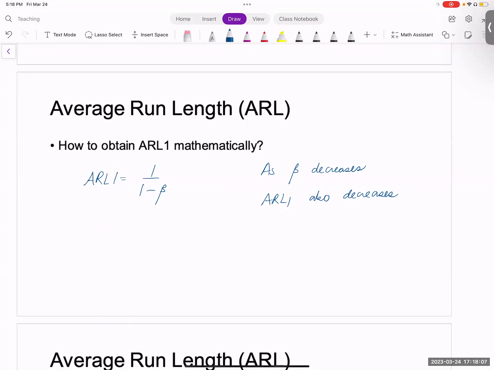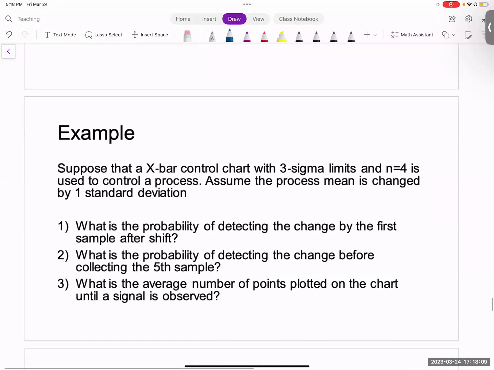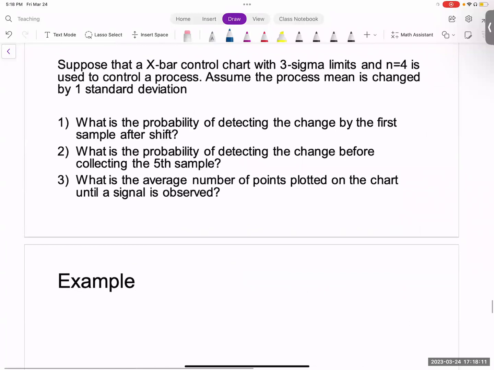All right, now before we close this chapter and this lecture, let's solve one problem here. Suppose that an X bar control chart with 3 sigma limits and n equals 4 is used to control a process. Assume the process mean is changed by 1 standard deviation. So there's a shift in the process mean. Mu1 is equal to mu0 plus 1 sigma. And Z alpha over 2 is given to you as 3 and n is equal to 4.